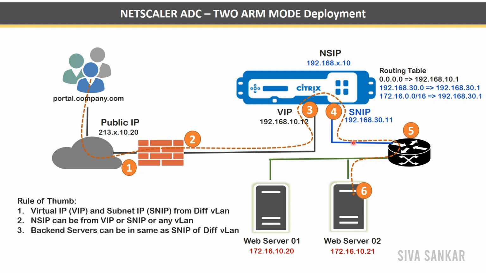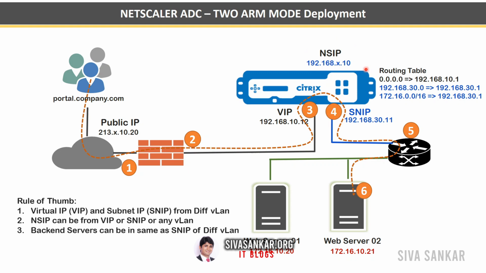Actually, when you are doing this kind of deployment, you keep the Netscaler IP in the subnet IP VLAN or any other VLAN, because most of the time the VIPs are in the DMZ VLAN and no one keeps a management interface in the DMZ VLAN. So you can keep it in a management interface, but always remember the Netscaler IP is not out of band. This is one rule you need to learn. Never keep the Netscaler IP NSIP in the out of band.